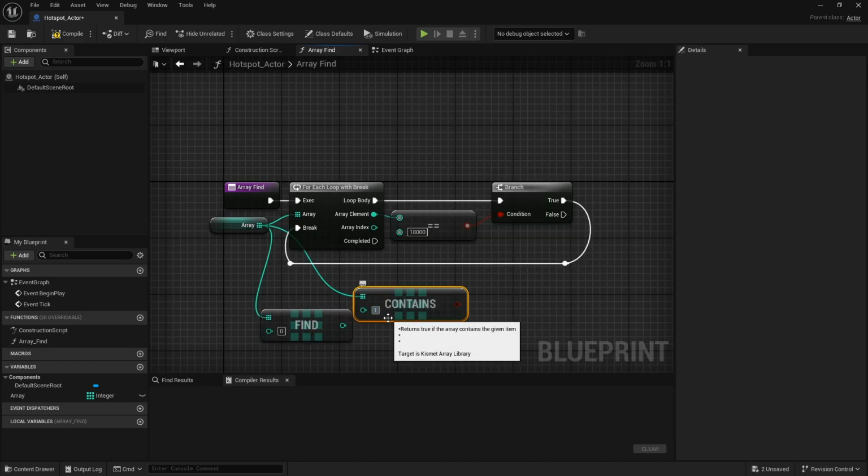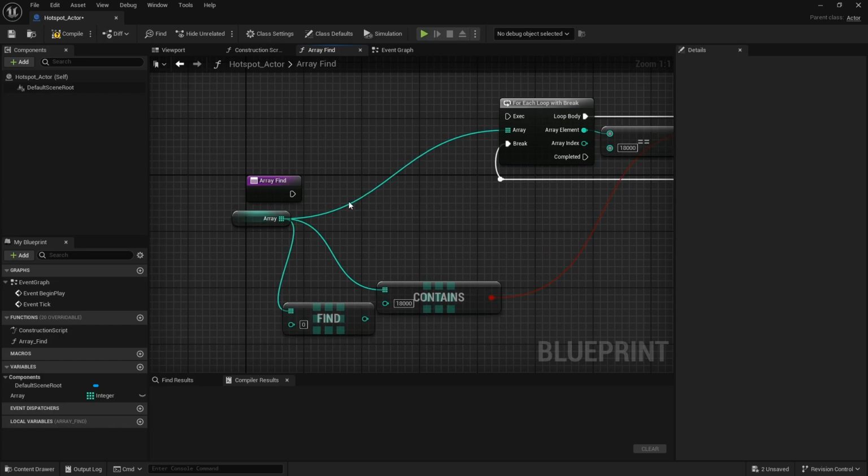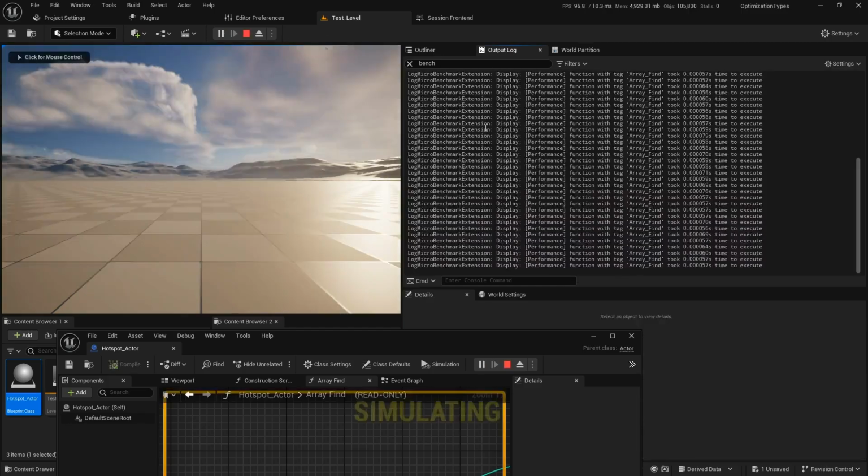So let's do this, contains 18,000, and we can connect it to this. And we can disconnect our thing here, and I'm just going to take the branch here. So now if we run this, let's clean this up. Now if you run this, you can see that our expense for searching stuff decreased by a lot, probably by 1,000 to 10,000 times faster, just changing this.